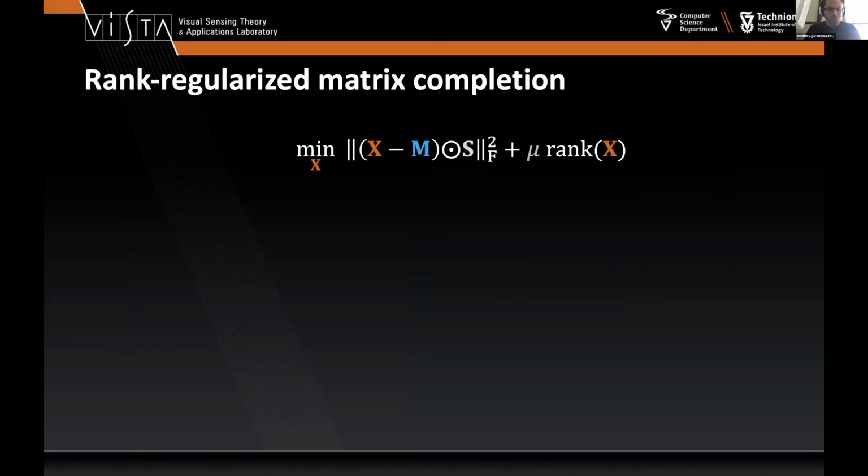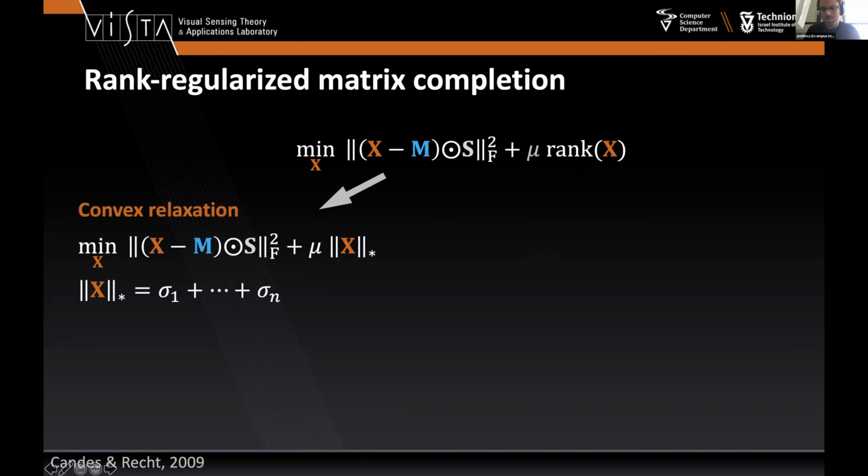So one way to approach it is to formulate some optimization problem. Because this is an ill-posed problem, you need some regularization here in the form of a rank. So you're trying to minimize the rank of the matrix such that it fits all the measurements. And there are a couple of ways to solve this problem. I mean, this is an intractable optimization problem because rank is discrete and it's a non-convex objective.